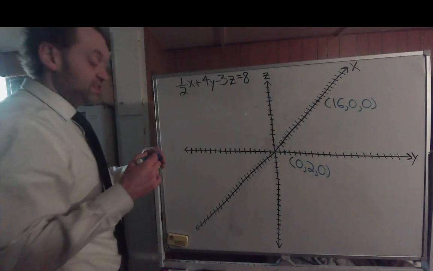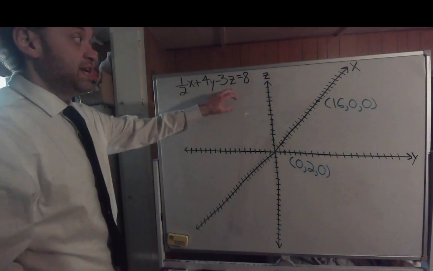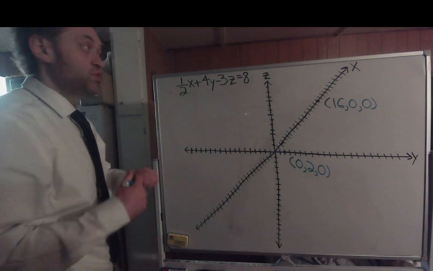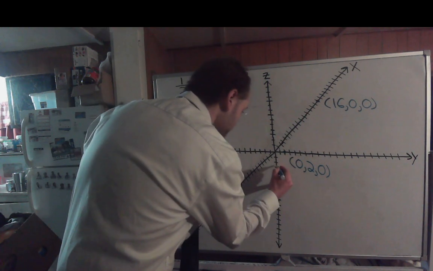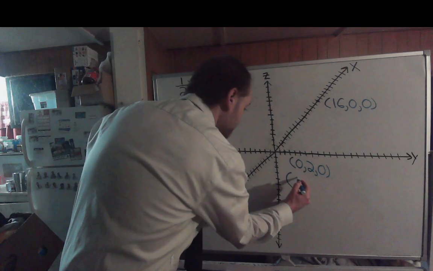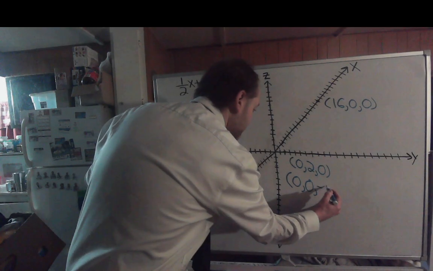Now let's find the z-intercept. You'll set x and y equal to 0, giving you negative 3z equals 8. Well, z would be equal to negative 8/3, which is negative 2 2/3, which would be right about there, giving you your z-intercept at 0, 0, negative 8/3.